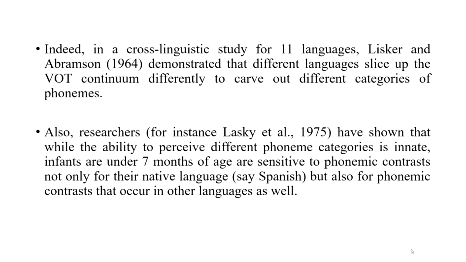So, researchers have shown that while the ability to perceive different phoneme categories is innate, infants who are under 7 months of age are sensitive to phonemic contrast not only for their own native language, which was Spanish in their case, but also for phonemic contrasts that occur in other languages as well. So, basically what we are seeing here is that infants have this innate ability to categorize speech into different phoneme categories, and this ability of categorical perception is available across languages. At least in the early days, it is available for not only the native language but other languages as well.